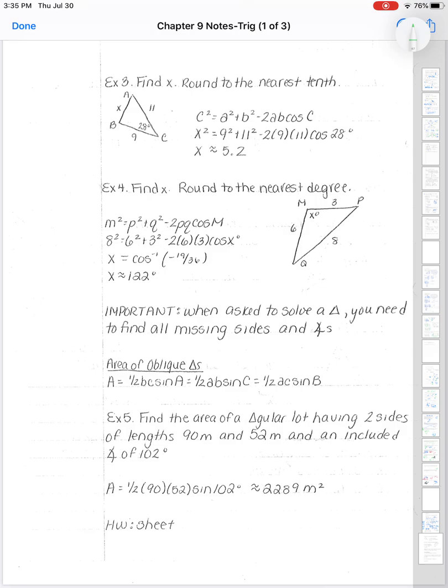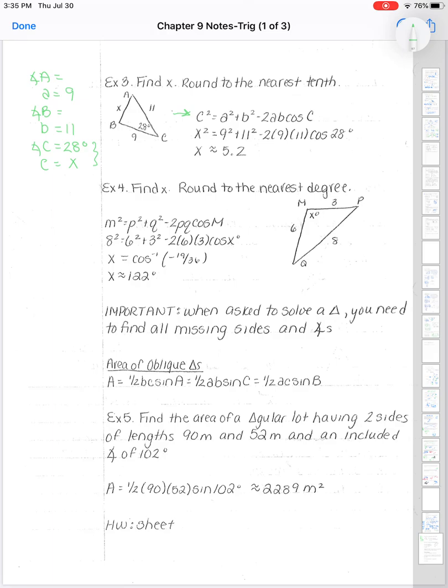So it says find x, round to the nearest tenth. So again, if it helps you to start off with a little chart, definitely do that. So I'm going to fill in the information that I have. Angle A I don't know, little a is 9. Angle B I don't know, but little b is 11. Angle C is 28, little c is what I don't know. So you see the repetition in the C, which means that's the equation that we want to use. So we're going to use the third one.